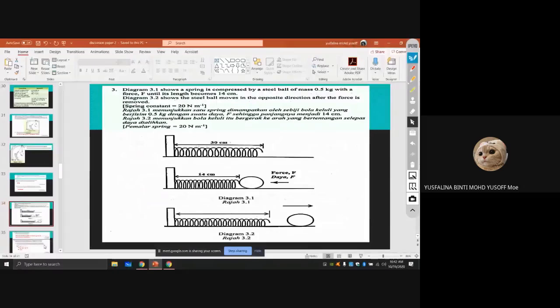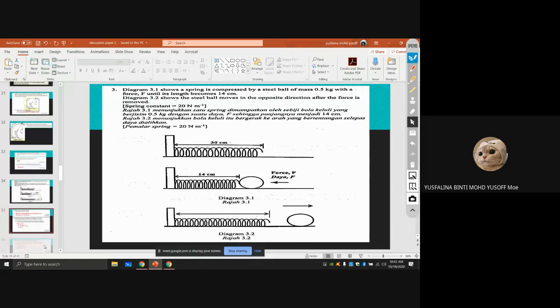Alright, the next one. Diagram 3.1 shows a spring compressed by a steel ball of mass 0.5 kg with a force F until its length becomes 14 cm. Diagram 3.2 shows the steel ball moving in the opposite direction after the force is removed.